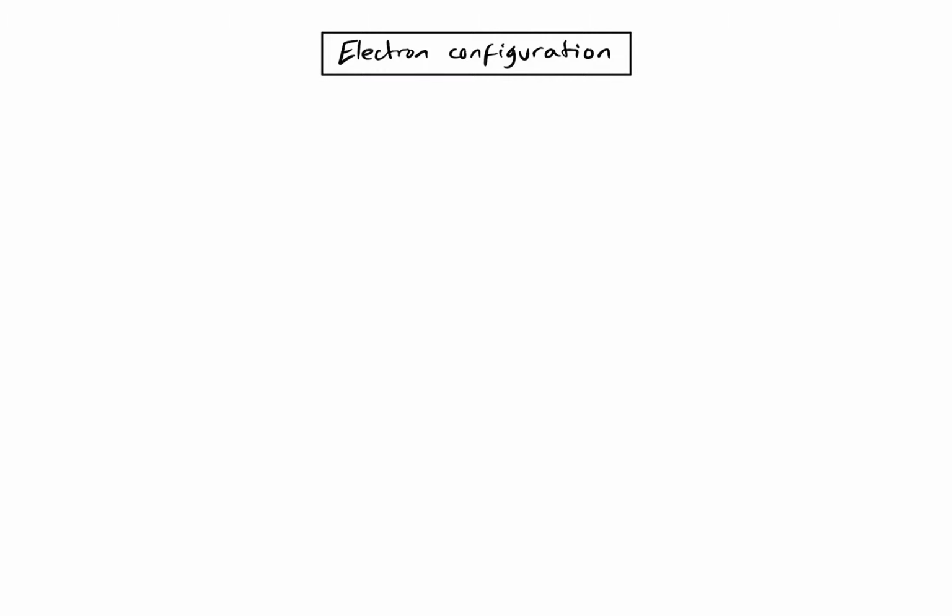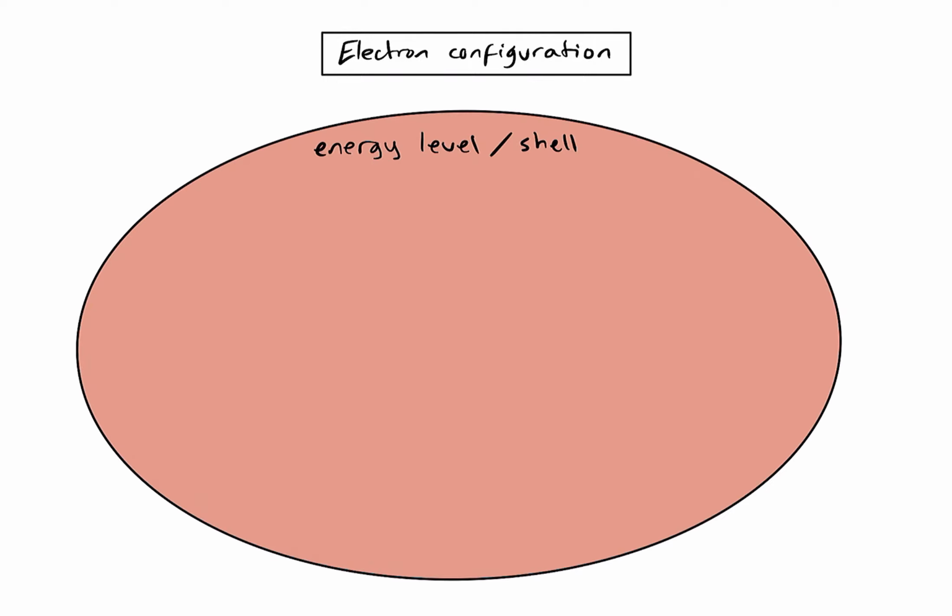So in this video we're going to use a Venn diagram to try and clarify our understanding of the different bits of information found in an electron configuration. So first of all, an electron configuration will tell us something about the energy level, or the shell, where we find electrons. And these energy levels or shells are normally labelled n equals 1 for the first energy level, n equals 2 for the second energy level, and so on up to the higher energy levels.